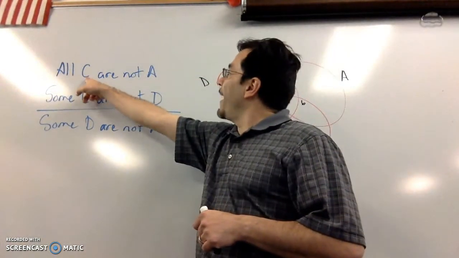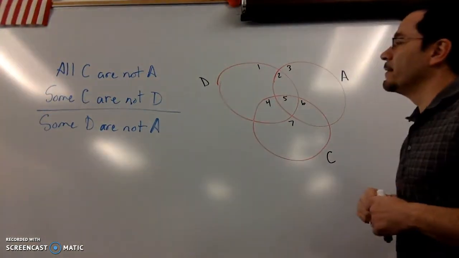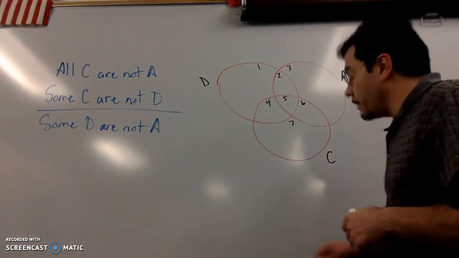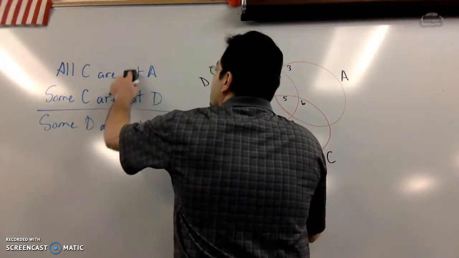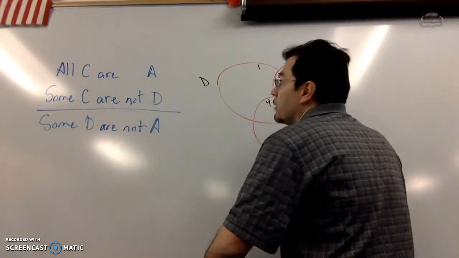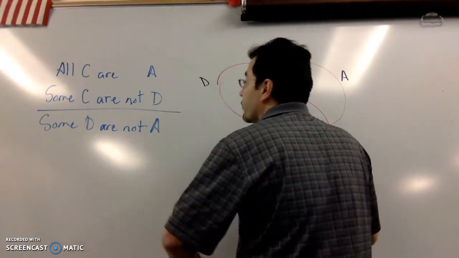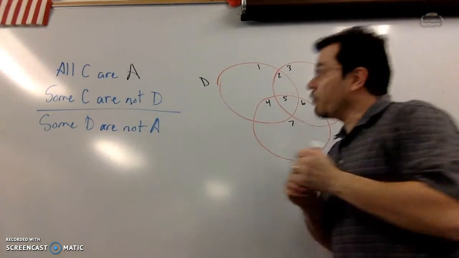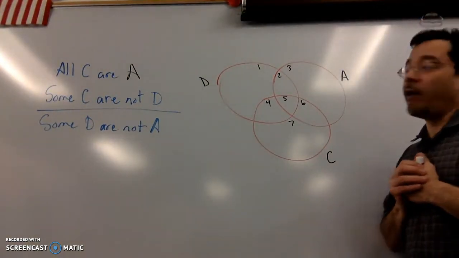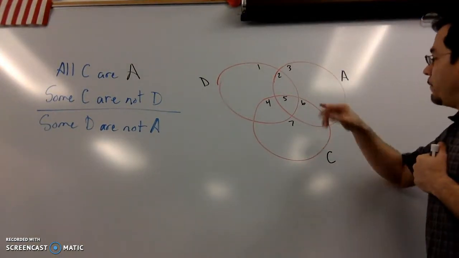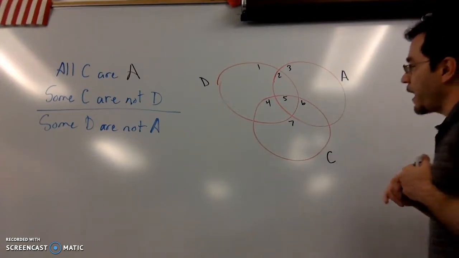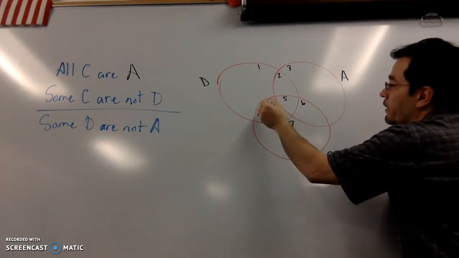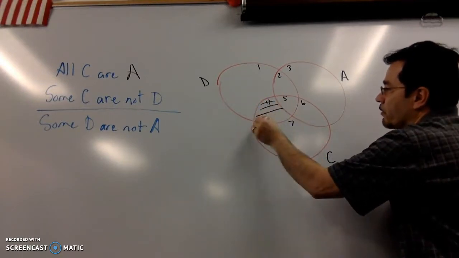It says all C are not A. All C are not. And actually, that should be here. All C are A is really what that should say. All C are A. So all C's are in the A category. So here we're going to shade quadrant 4 and 7. And again, we're going to black that out just to show that it's empty.